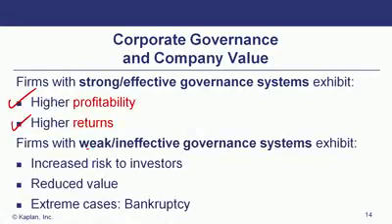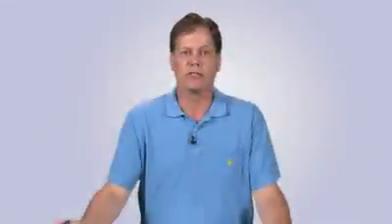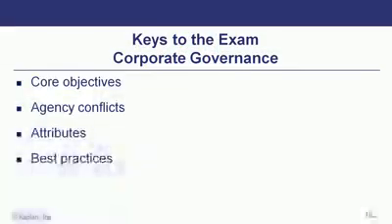On the other hand, if you have a weak or ineffective governance system, that's going to lead to increased risk, reduction in value, and in extreme cases, there's the Arthur Andersen example, right? So bankruptcy, or Enron, right? You had very ineffective corporate governance systems, and that led to very, very bad outcomes for everybody involved, but in particular for the shareholders. And that brings us to the wrap-up slide for this little corporate governance reading.